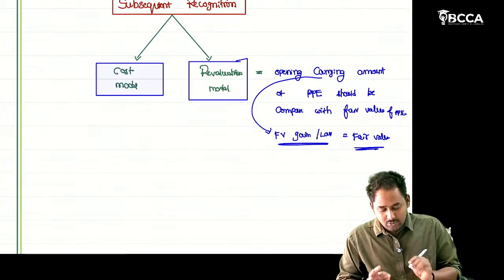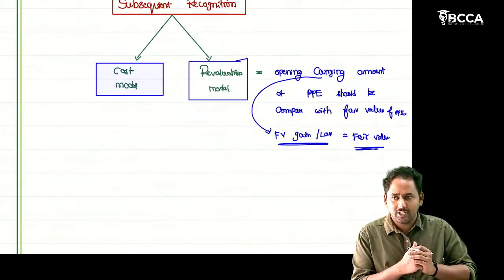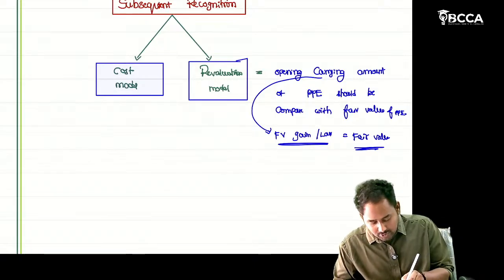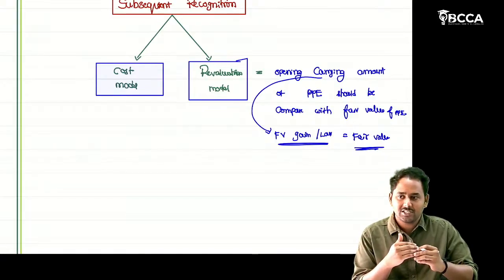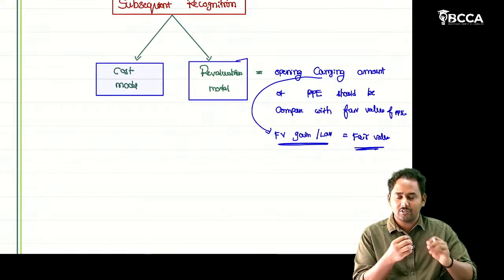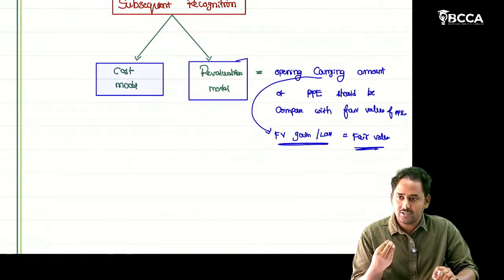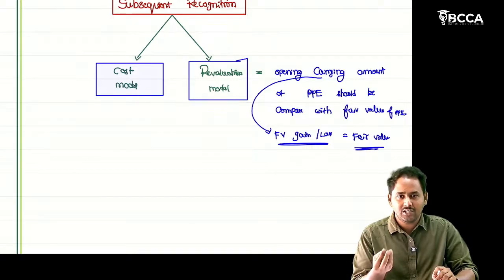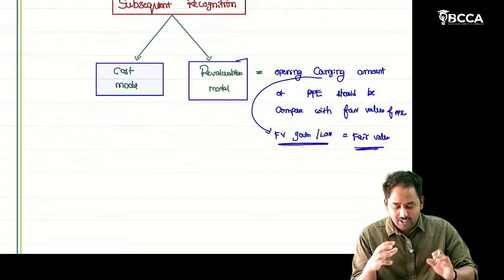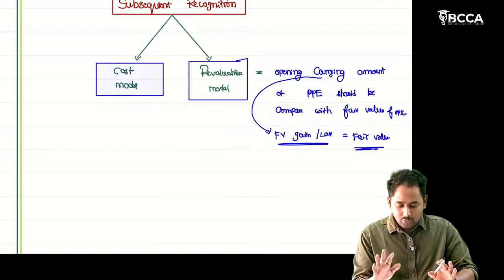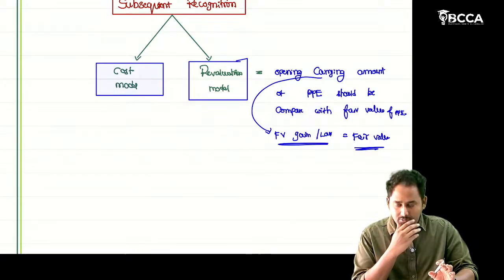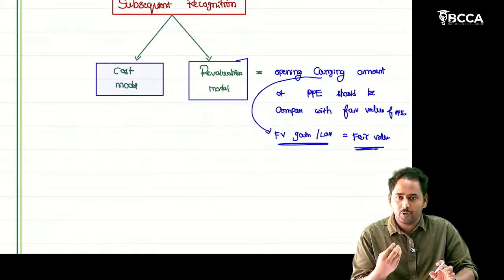So cost model means just its opening carrying amount. How did you get the opening carrying amount? Cost minus depreciation. Then after that we need to give some revaluation, impairment adjustments. Then you got the closing carrying amount. Last year closing carrying amount becomes this year opening carrying amount. I will give you the format for this. So before getting to the format, we need to identify a few elements.